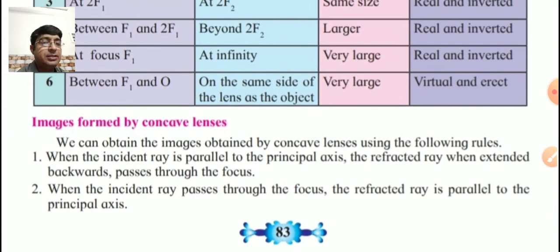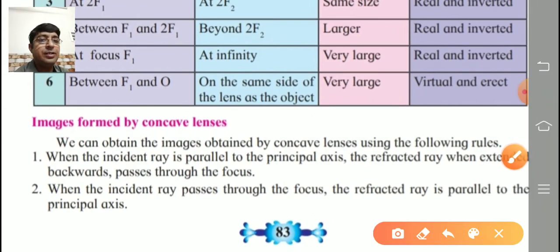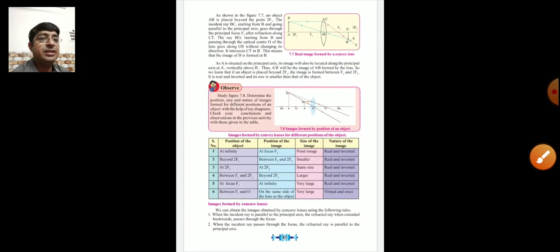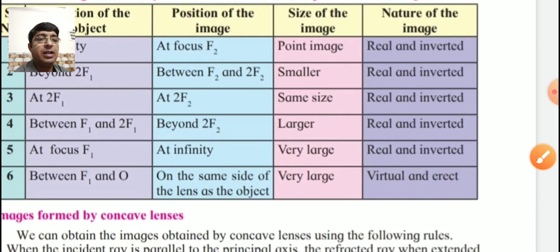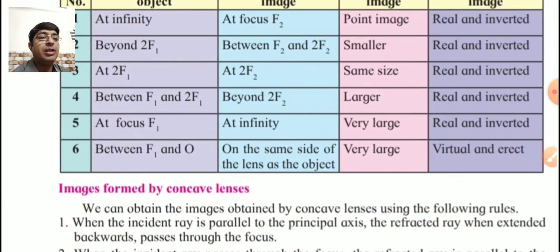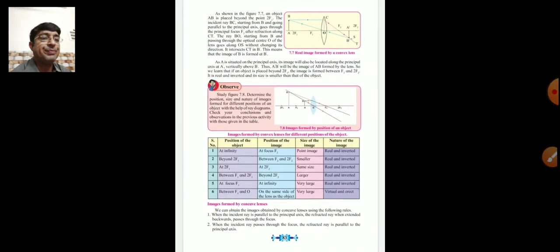So already we learned the 3 rules. What is the first rule mentioning here? When the incident ray is parallel to the principal axis, the refracted ray, when extended backwards, passes through the focus. And second one, when the incident ray passes through the focus, the refracted ray is parallel to the principal axis. So by using these 2 rules, we learn about the images formed by concave lenses now.